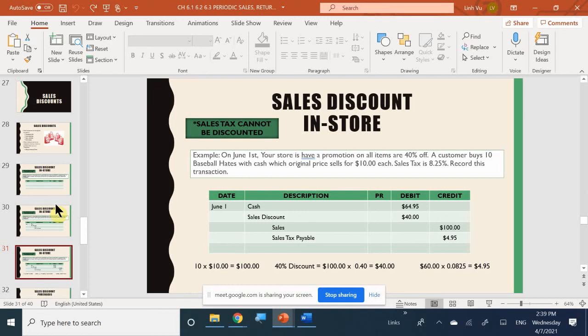But I have to discount it 40%. So therefore, I need to take away $40. So that means my total sales was $60. I can only charge tax based on the actual amount that I actually sold. So in this case, I need to calculate my sales tax based on the $60, which gives me $4.95, and then I calculate in total how much cash I should be receiving. So I should be receiving $64.95 instead of the $100 that we originally sold it for, right?